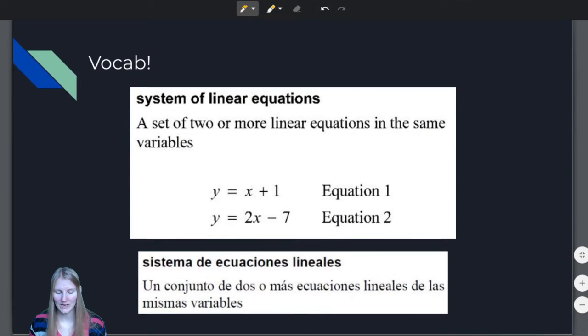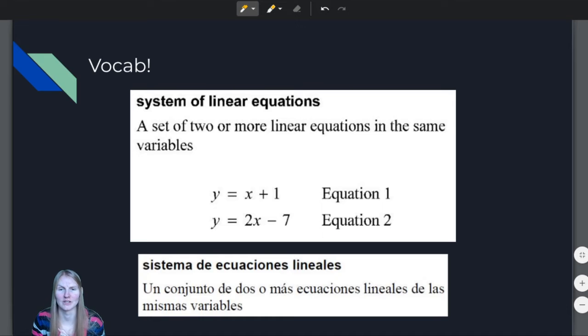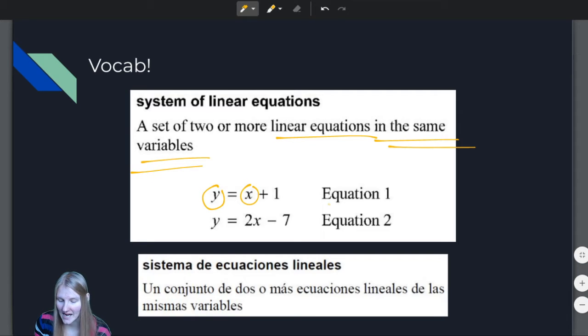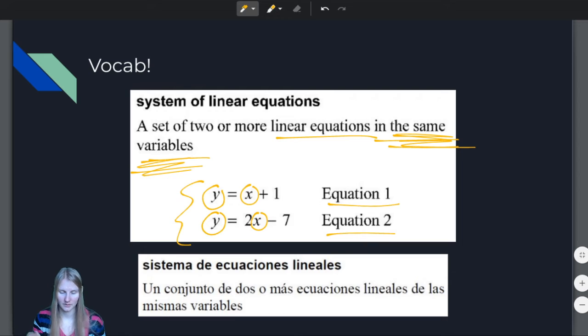So, first, we need to know what is a system of linear equations. This is very similar to what we talked about in the entry task. A system of linear equations is a set of 2 or more linear equations in the same variables. Now, I know you might be thinking, Mrs. Dodge, I have no idea what that means, but in the same variables means we have y and x in equation 1, and in equation 2, we're also using y and x. So we're using the same variables in both of our equations. If I switched from y and x to like z and x, well now wait a minute. These are not in the same variables.